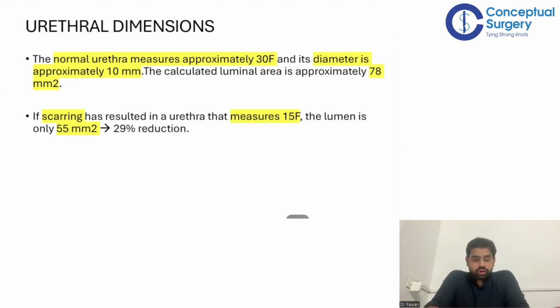So urethral dimensions: the normal urethra measures 30 French. So the diameter is around 30 French. Obviously, it varies in the different parts. The meatus is the narrowest part. Then we have the bulbar urethra, which is basically the widest part. Its dimension is approximately 10 millimeters. The calculated luminal area is around 78 millimeters square. That's all fine. Nothing major about this.